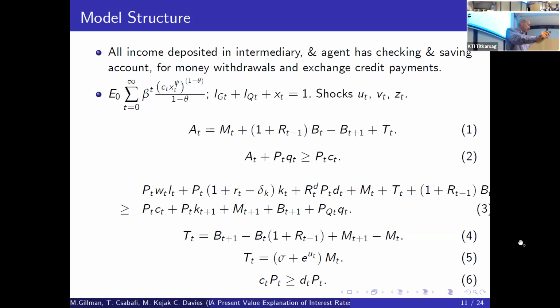So we have shocks U, V, and Z. U is the money supply shock. V is the bank productivity shock. And Z is the goods sector productivity shock. So there are three shocks. And A is the amount of money that you take into the asset market before the goods market opens. And so you have money, M, left over from last period that you bring forward. So you choose how much money to bring forward into the next period. That's why you lose interest on money. And that M is how much money you brought forward.